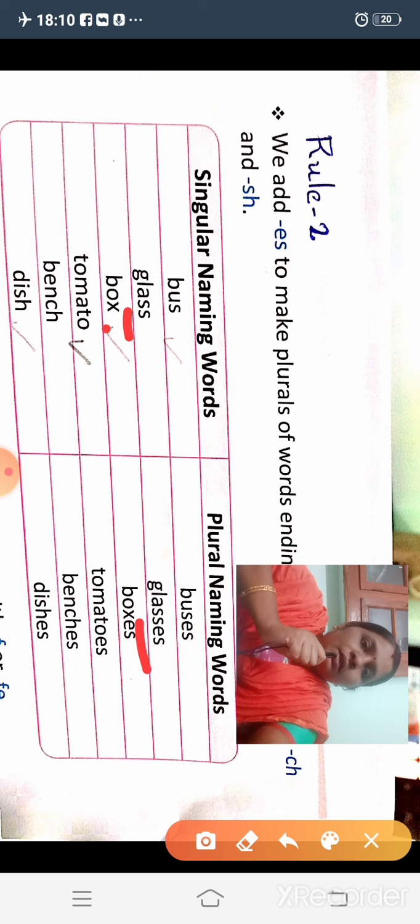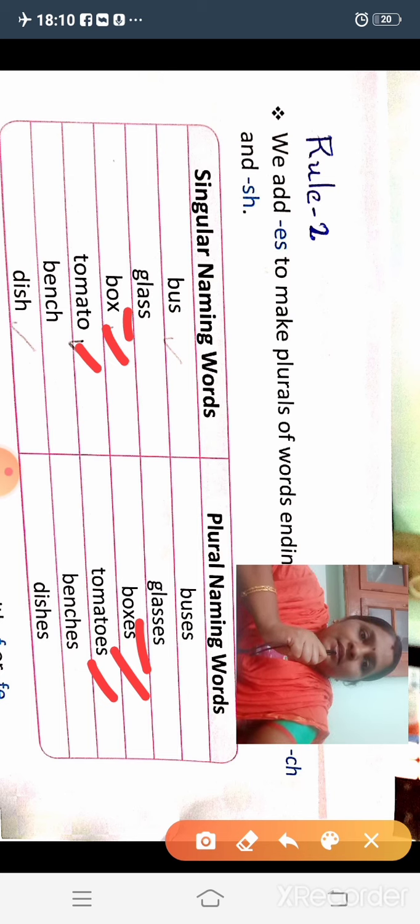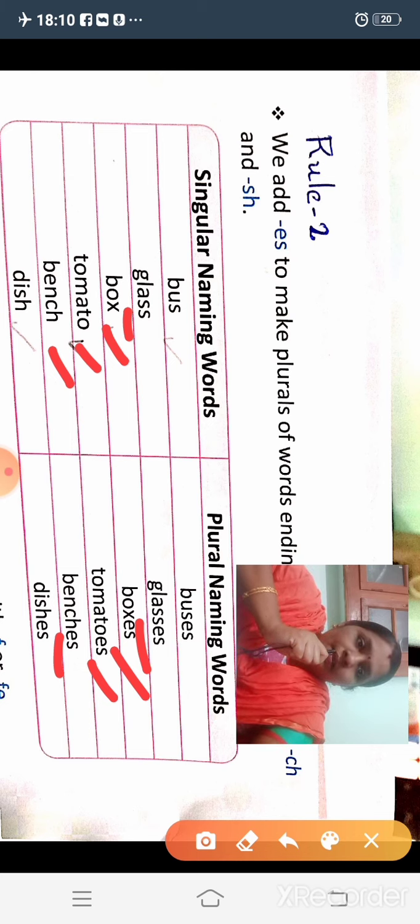Then box, B-O-X. The word ends with the letter X. Here we have to add es. Then tomato. Tomato is a word that ends with the letter O. So then also we have to add es, like mango, mangoes, potato, potatoes. Then the next word, bench. That is a word that ends with the letters ch. So that is why we added es to make it into plural form. Like match, matches, bench, benches, watch, watches, etc.